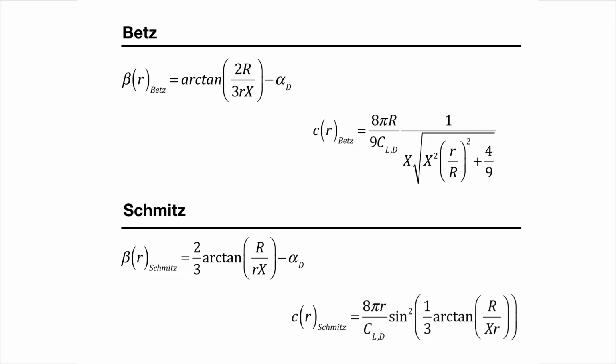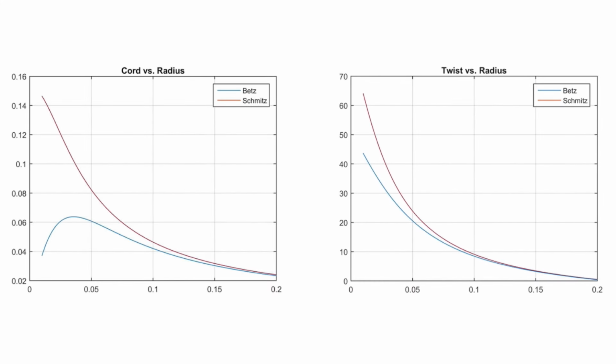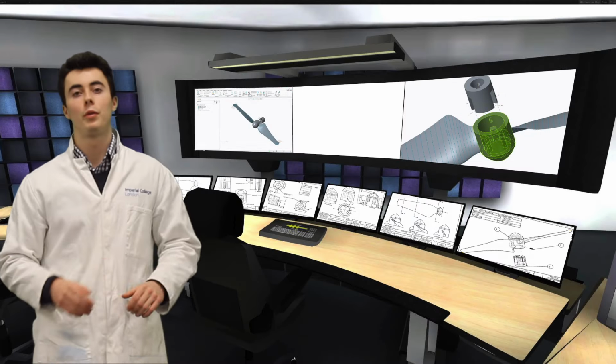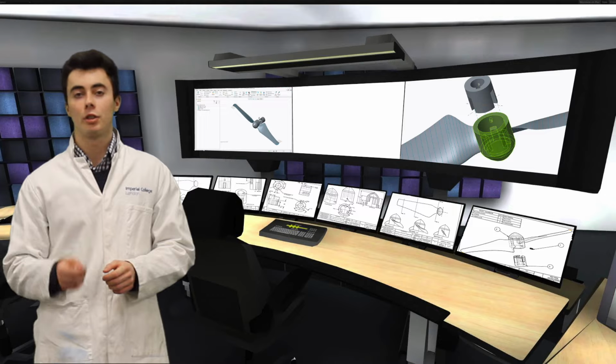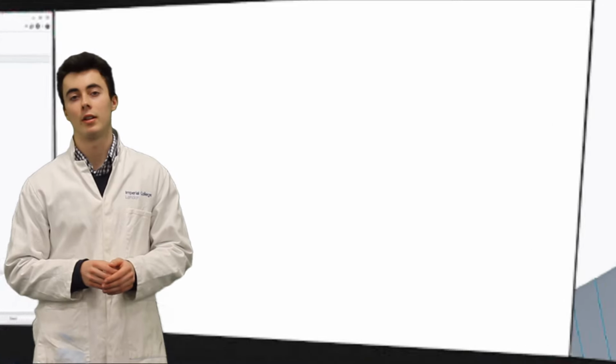Both methods produce very similar results for twisting chord at higher radii but differ significantly at the root. We felt the Schmitz distribution was more accurate because it accounts for interference with the wake and Betz does not. We therefore decided to use the more accurate Schmitz distribution as we felt it gave a better representation of the aerodynamic effects. Before moving forward, we decided to use QBlade to provide a crude estimation of CP and ensure there were no fundamental errors in the design.